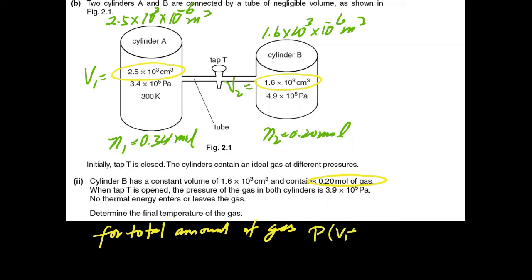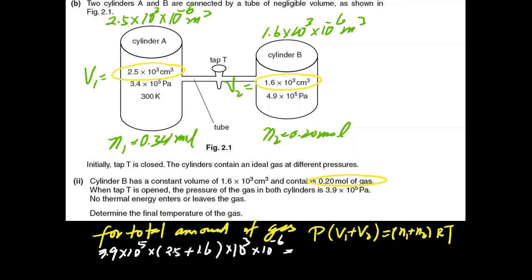So we have P times V1 plus V2 equals N1 plus N2 times RT. Pressure is 3.9 times 10 to the 5 times 2.5 plus 1.6 times 10 to the 3 times 10 to the minus 6. That's the total volume. And the amount of substance is 0.34 plus 0.20 times 8.31 times T. And the final temperature equals 360 Kelvin.